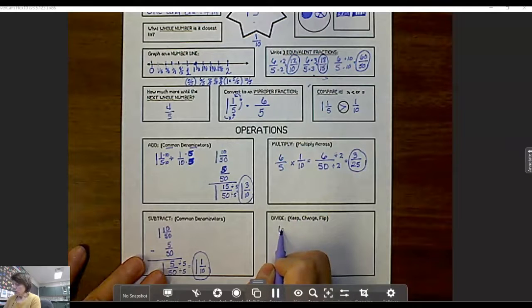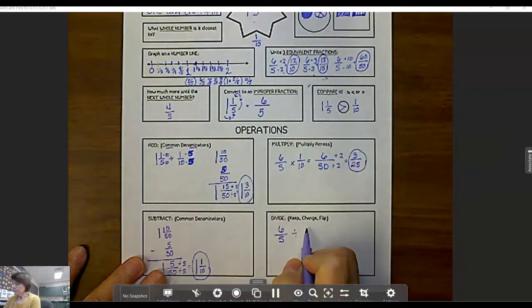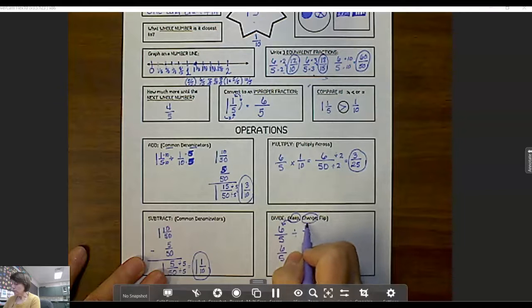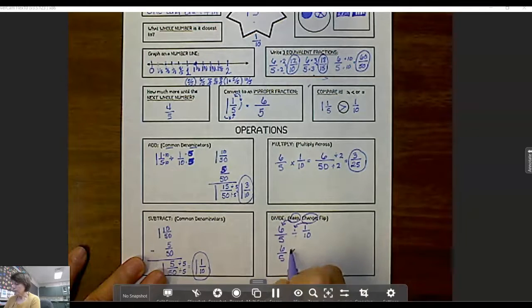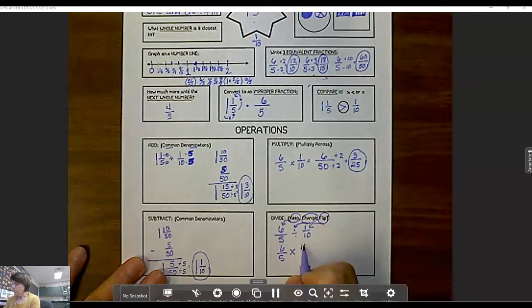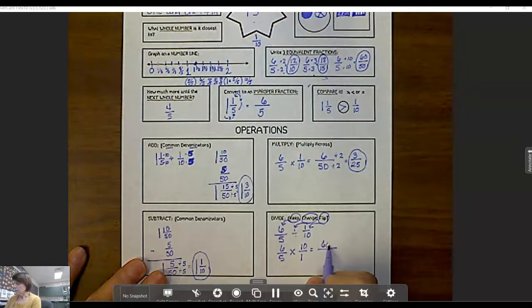All right, now we're going to do our keep, change, flip for division. So we've got 6/5 divided by 1/10. We're going to keep this number the same, 6/5. We're going to change this operation to multiply, and we're going to flip this 1/10 to 10 over 1. And then we're going to go ahead and do our multiplication. So 6 times 10 is 60, and 5 times 1 is 5.